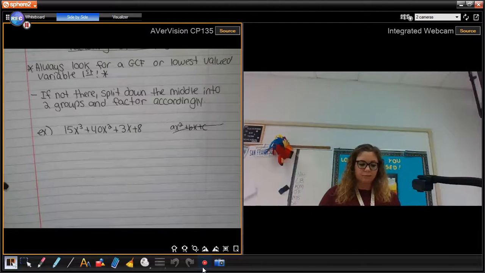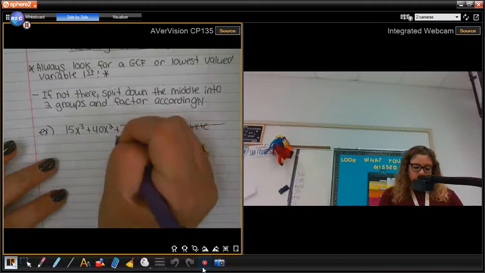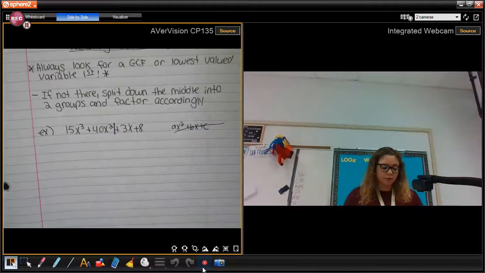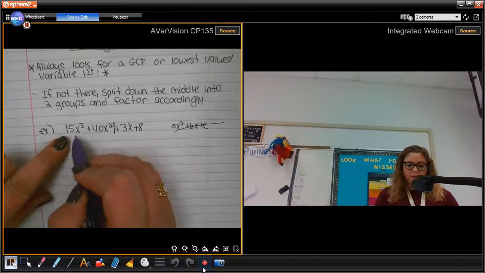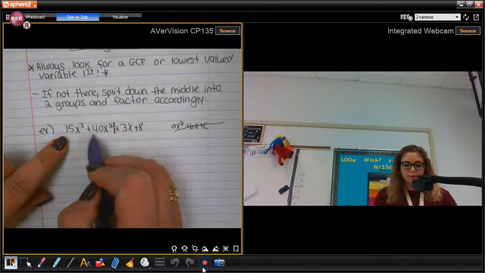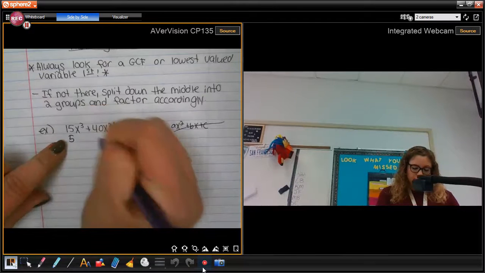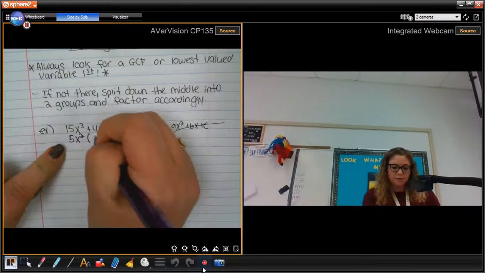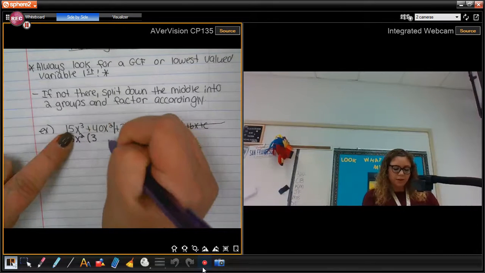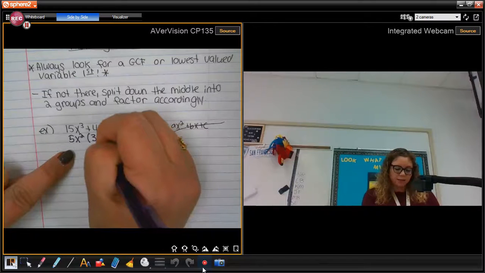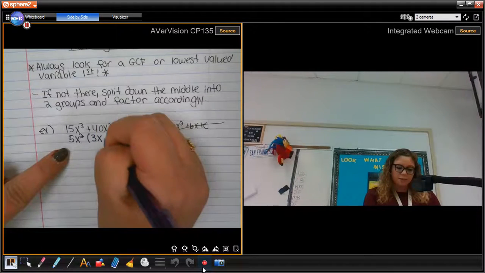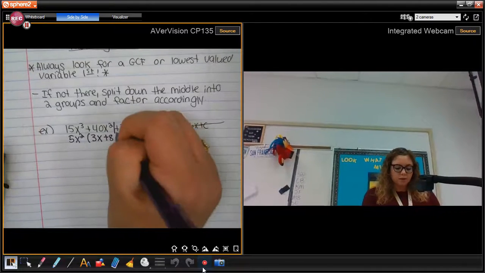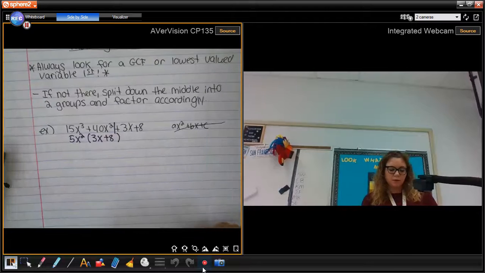So you're going to split it down the middle. I'm going to split it, and then I'm going to factor each part. So I'm going to first factor here. What can I factor out of that they have in common? A 5. And then they have at least an x squared. 15 divided by 5 is 3. X cubed divided by x squared is going to give me x. 40 divided by 5 is going to give me positive 8. X squared divided by x squared is just going to give me 1. So I'm done here. Okay.